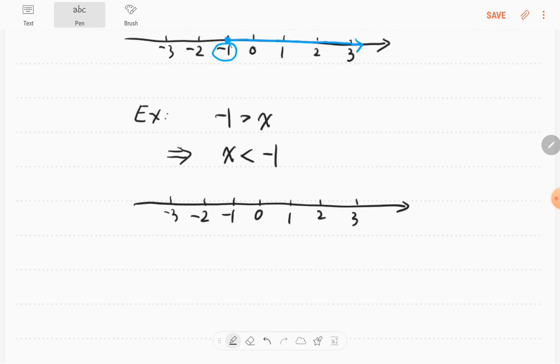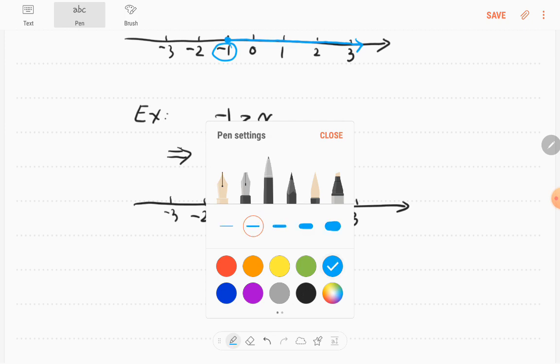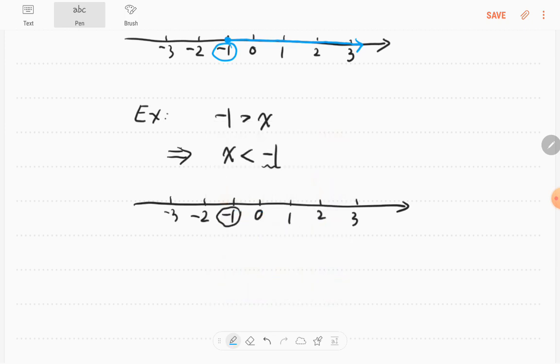First step, let's check the value, -1. We locate the value first. Right after that, we determine the direction. Here it's less than, which means we should go to the left. So this time I put an arrow to the left to show you the direction.